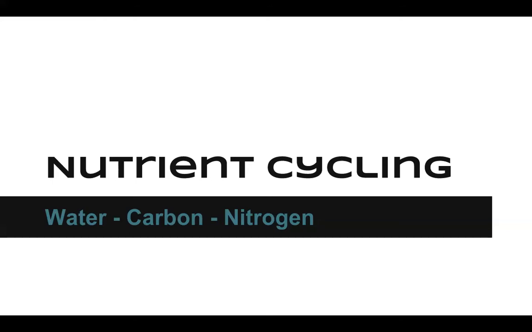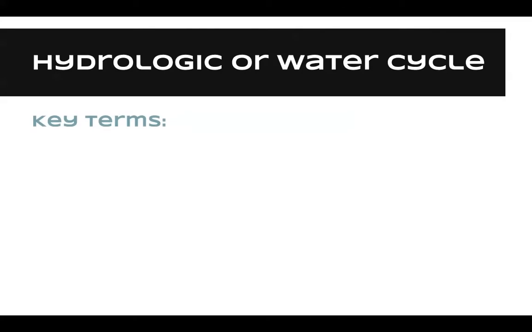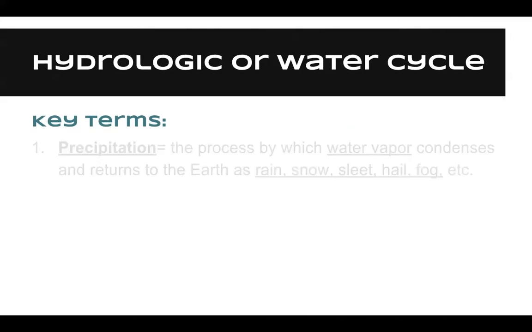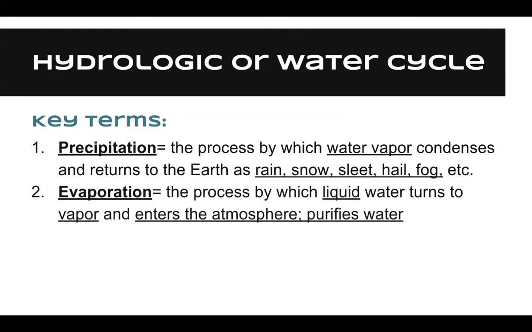We're going to start with the water cycle, also known as the hydrologic cycle. And let's start with a few key terms that you're probably familiar with. First is precipitation. We all know what precipitation is. It's not very common here, but precipitation is when water falls to the earth in familiar forms like rain, snow, sleet, hail, and fog.